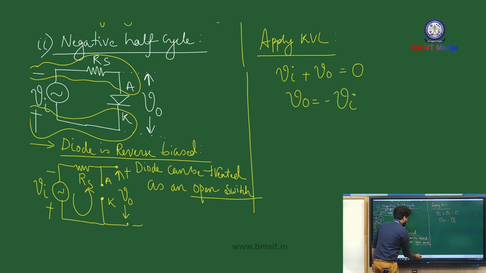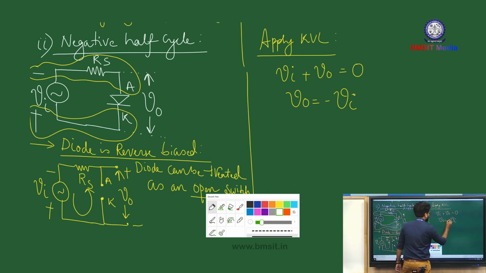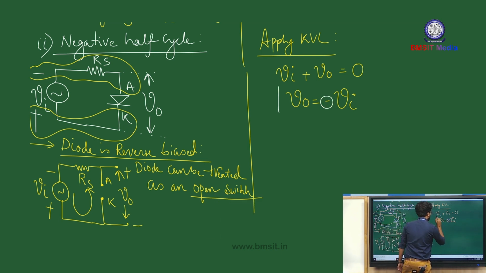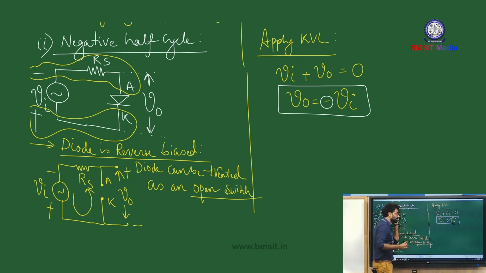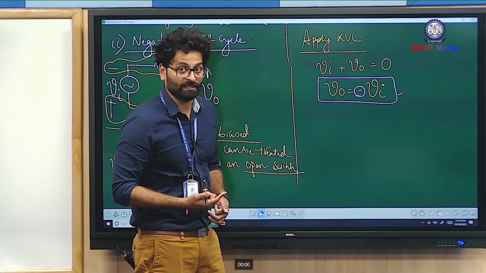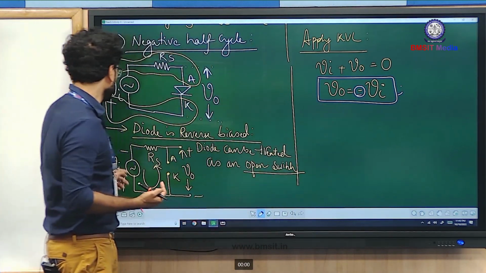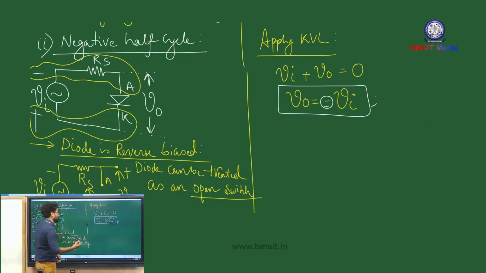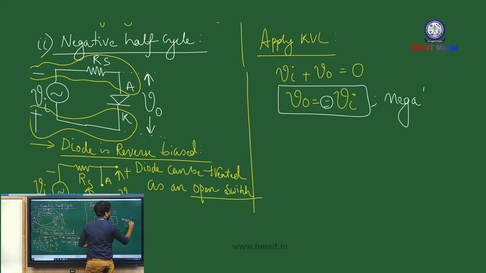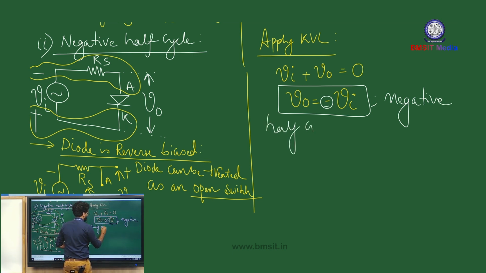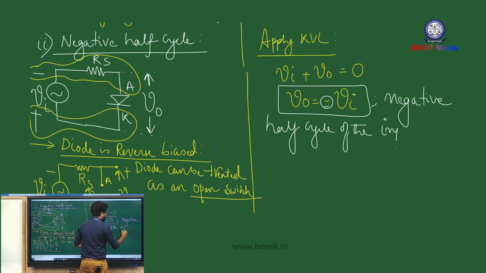So over here you have to observe this sign, minus Vi. What do we mean by this minus sign? The minus sign simply indicates that the signal is inverted. And why is the signal inverted? Because we have considered the negative half cycle. So your output is nothing but the negative half cycle of the input.